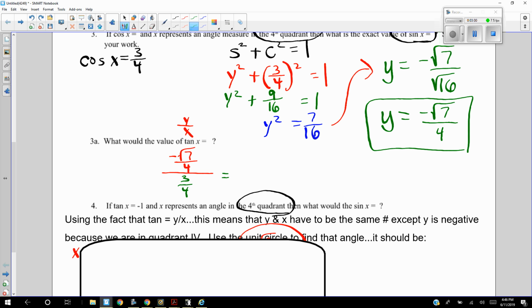And to divide a fraction by a fraction, we multiply the top fraction by the reciprocal of the bottom. Luckily, this one simplifies pretty quickly. The 4's cancel, and we're left with negative radical 7 divided by 3.